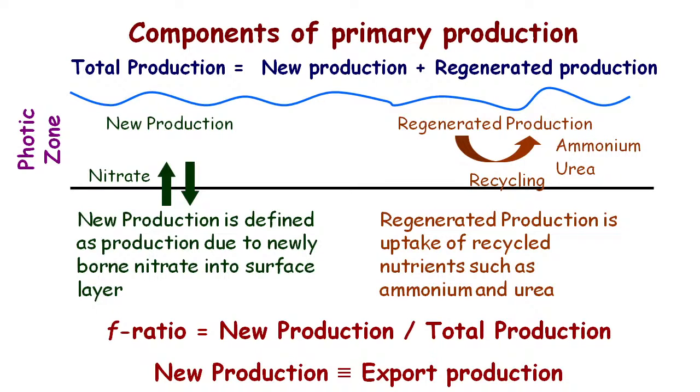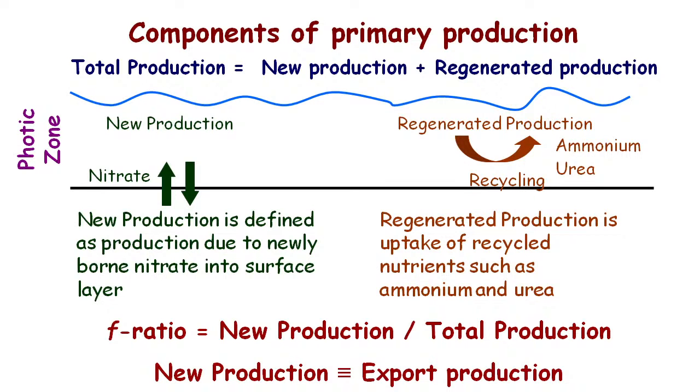Using these two definitions, we can also define a parameter called the F ratio, which is the ratio of the new production to the total production. If you have a productivity map, for example using a PI curve to convert the satellite chlorophyll map into a productivity map, and you have this F ratio, then you can directly estimate how much of it will go down, because whatever goes down into the deep will only constitute whatever comes up if you integrate over a longer time scale. Otherwise the system will not survive.